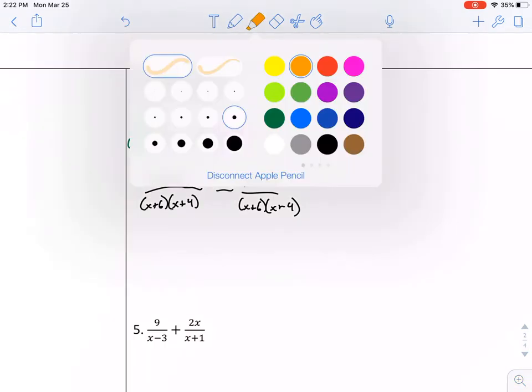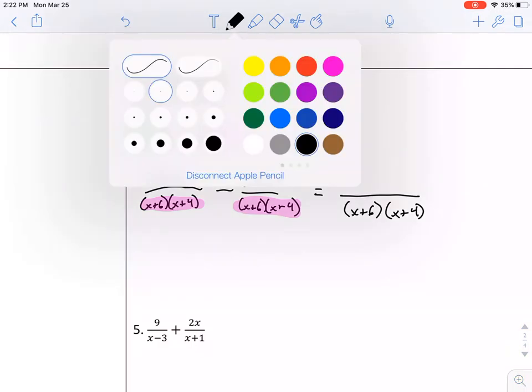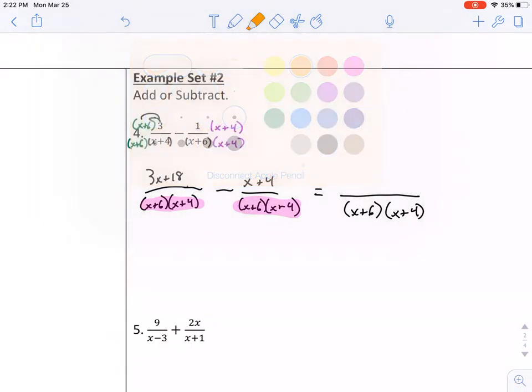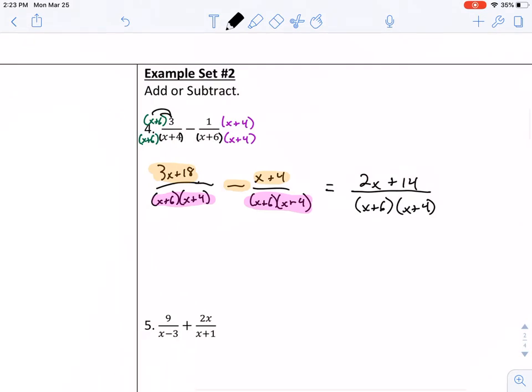Now, look. Our denominators are exactly the same. So our answer is going to be over x plus 6 times x plus 4. Now, if you look at the top, the numerator, we got 3x plus 18 minus x plus 4. So you go through: 3x minus x is 2x, and then 18 minus 4 is 14. And that's your answer.